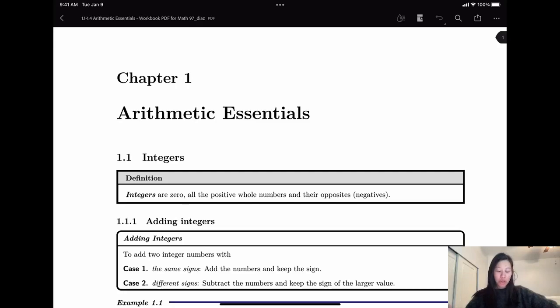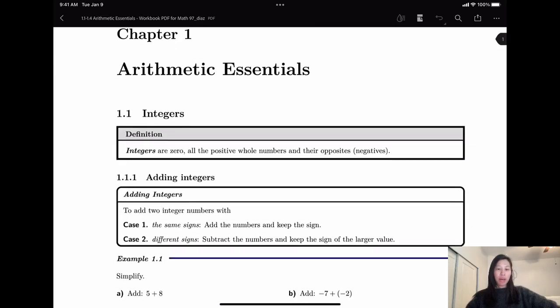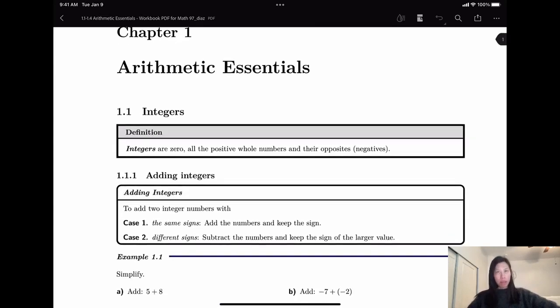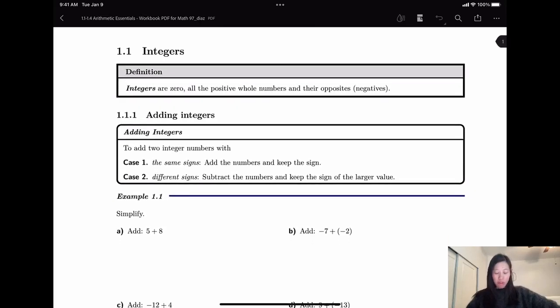So today we're going to talk about Chapter 1, Arithmetic Essentials. In Chapter 1.1, we will talk about how to add, subtract, multiply, and divide integers. When it comes to integers, if they have the same sign, we just need to add the numbers and keep the sign.